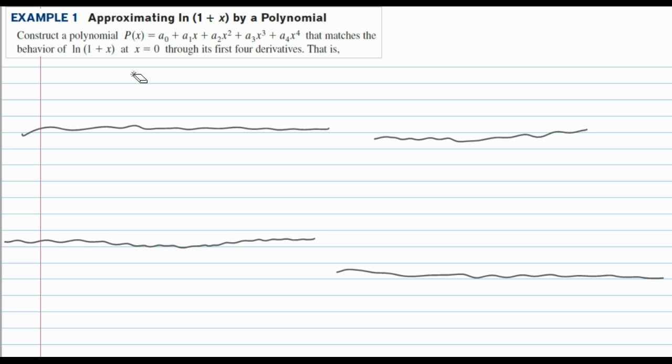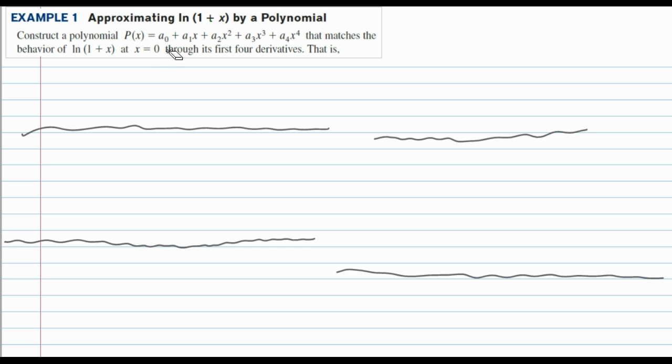Alright, so for example 1, we're going to approximate the function natural log of 1 plus x by creating a polynomial. We're going to construct this polynomial, which is a coefficient times x to the 0 plus another coefficient times x to the first plus another coefficient times x squared, and you get the idea. In this one, we're going to go all the way up to x to the 4th. That matches the behavior of the natural log of 1 plus x at x equals 0 through its first 4 derivatives. So we're not going to start matching the behavior out at x equals 1. We're going to start at the y-axis.